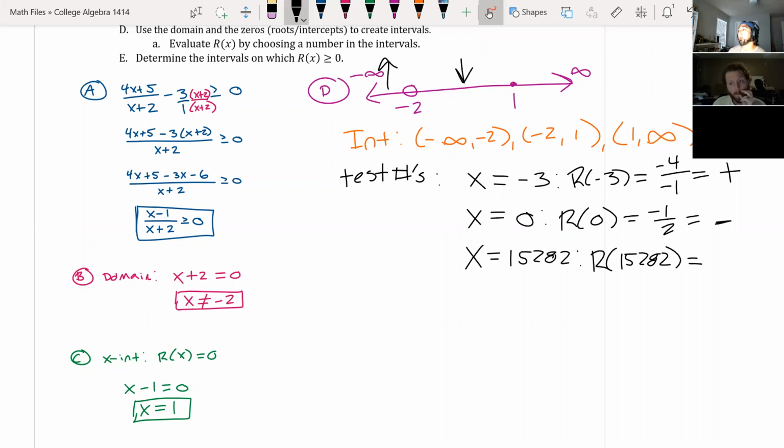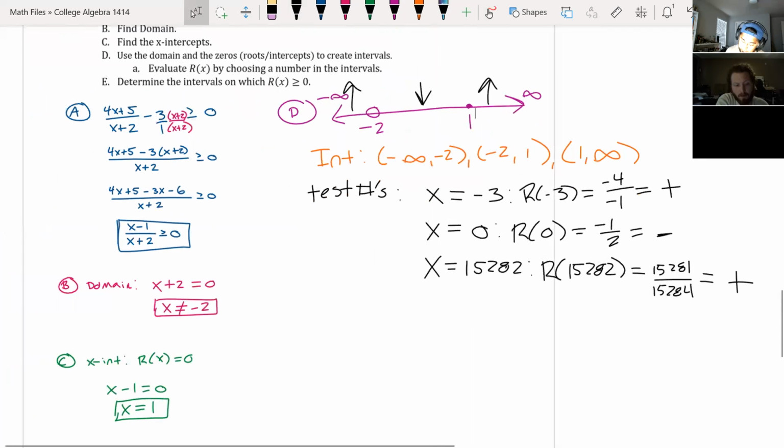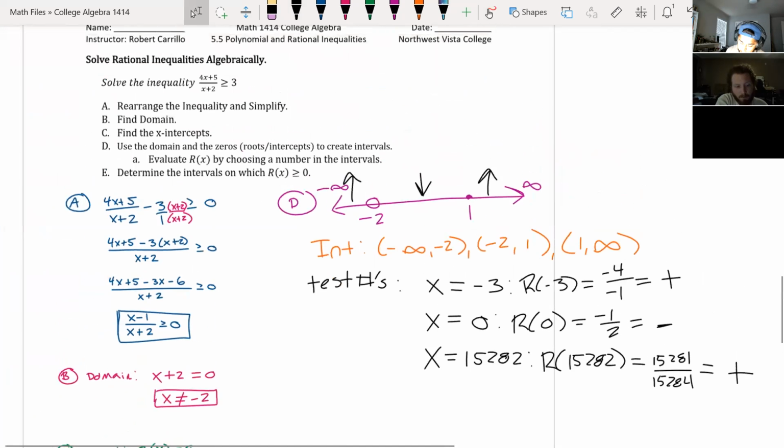If I plug in 0, I'll get -1 over 2, which means we get a negative output, which means we go down. Then if I plug in 15,282, look what I started. I get 15,281 over 15,284, which is positive. Hey, I like the big numbers though. It just shows you no matter if you pick 2 or 15,000, you're going to get the same result, a positive output, which means we are above. Okay. And now my intervals match.